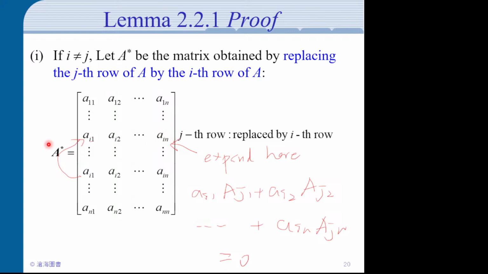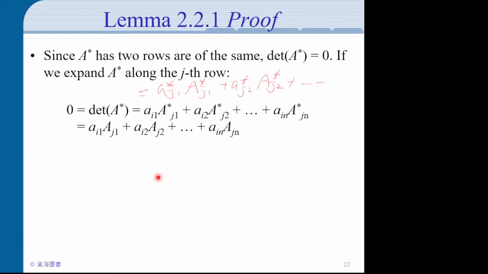Because the jth row is small a i1 to small a in, this jth row is the same as this ith row. And as we say, the determinant of A star must be 0 because it has two same rows. Then we expand A star on the jth row. If we write down the formula, it should be this expansion.